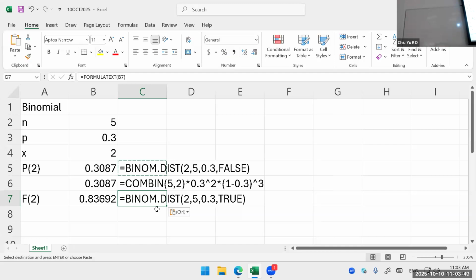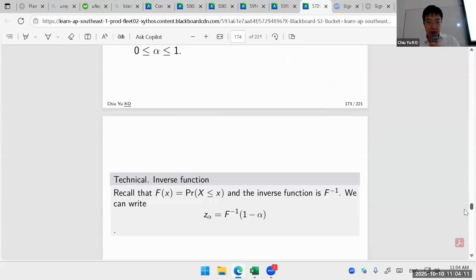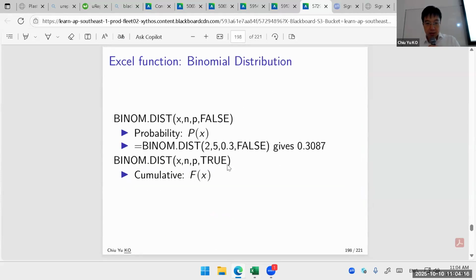Don't worry, I'm asking you to do Excel input for each question in your assignment, so you must know it. Is that a question? It's already in your slide, but let me show you again. It's here. This P, this F, it's N, X, and P, right? Is that clear? It's already there.